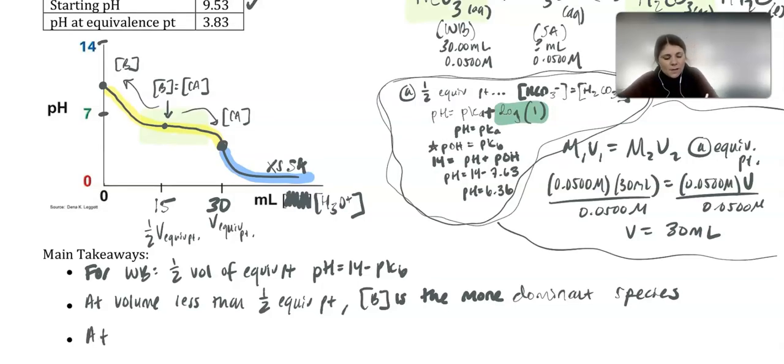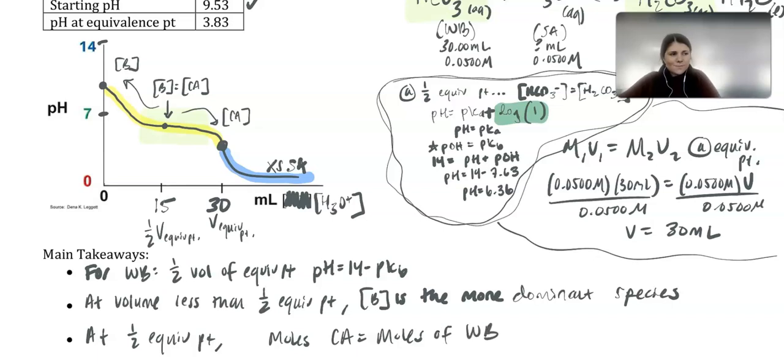And then at half equivalence point, moles of conjugate acid equal moles of weak base.